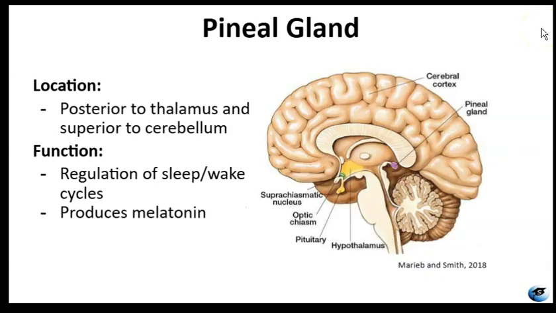The pineal gland is a small pea-shaped endocrine gland located posterior to the thalamus and superior to the cerebellum within the brain. The primary function of the pineal gland is to regulate the body's sleep-wake cycle, also known as circadian rhythm. It accomplishes this by producing and releasing the hormone melatonin, especially in response to darkness. Melatonin helps signal the body when it's time to prepare for sleep, and in this way it helps to maintain healthy sleep patterns and overall daily rhythms.